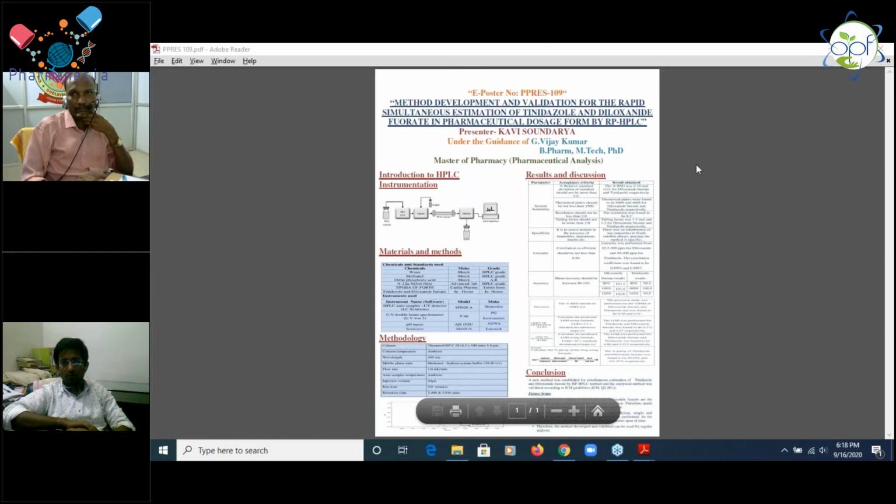Soundarya, what is the basis for selection of the drugs tinidazole and diloxanide? Sir, I have done literature review in which the combination drug methods were very few, and also for the methods which are already established and reported, they had different kinds of solvents which were a little bit costly, sir. When it comes to a huge batch run, we cannot use very costly things. So I thought a cost-efficient method would be a necessity for both the drugs, and also the combination methods were very few. Only 1 to 2 methods were reported till date.